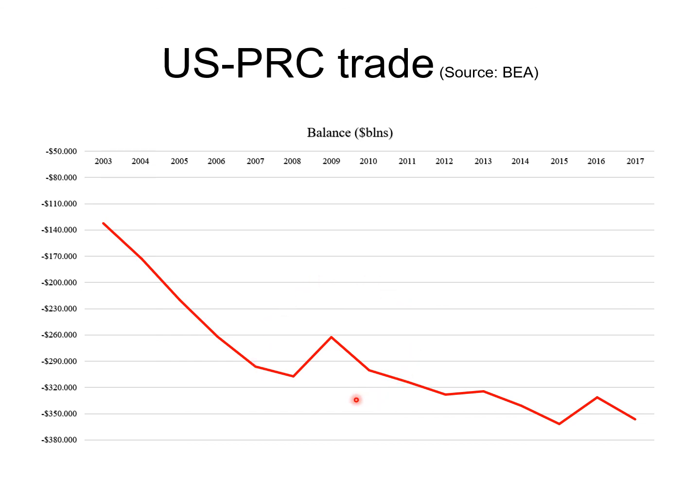This is the period of the Great Recession. The trade deficit improves, but the volume of trade goes down. Here, we have another consistent period of growth, and the trade deficit gets worse.